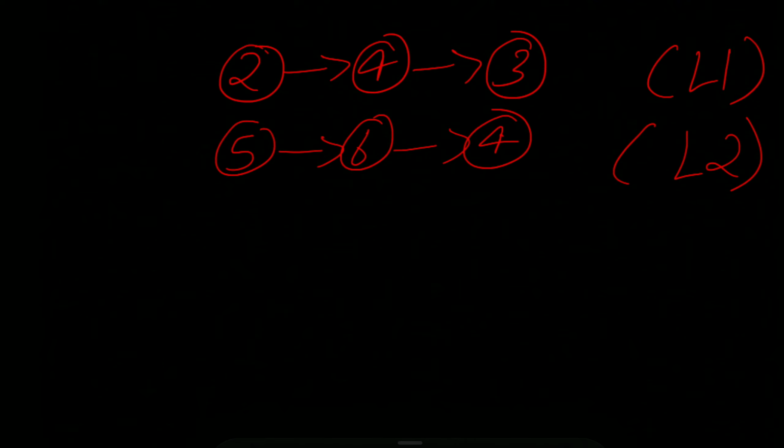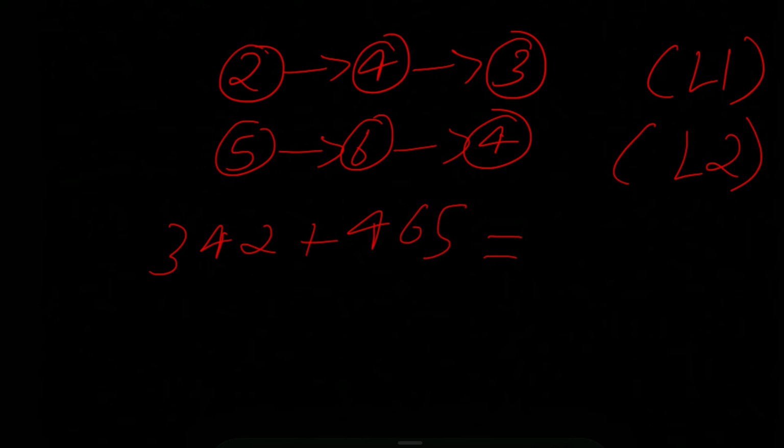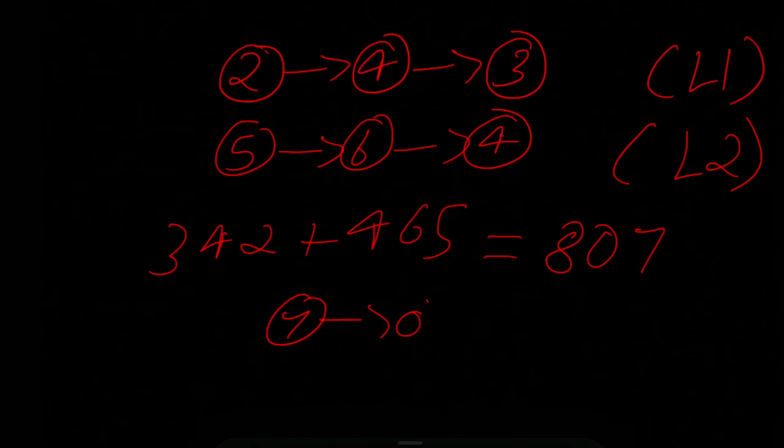They want us to reverse the numbers of L1 and L2, add them, and then give the answer in the reversed form. It might be a bit complex to understand, so I'll explain that. They want us to reverse L1, so the reversed version of L1 is 342, plus the reversed version of L2, that is 465, whose answer is, let me see, 807. I'm sorry, it's 807. So they want us to give the answer as 708. So how do we do this?